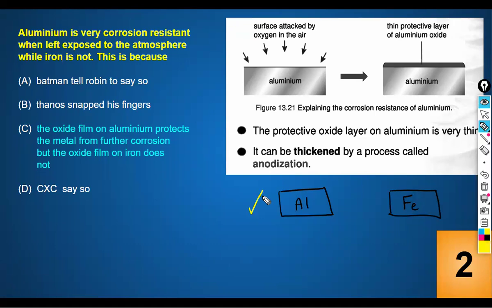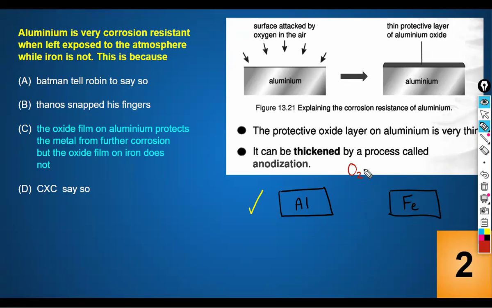That is why, when you're making window frames, aluminum costs more than iron window frames. Iron window frames in a few years, if you don't take care of that, it's gone through. Aluminum can last for like 10 to 20 years if it's done properly. We all know in the atmosphere there's oxygen, O2.